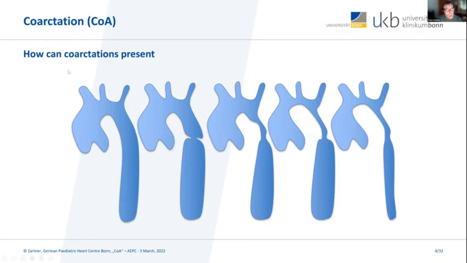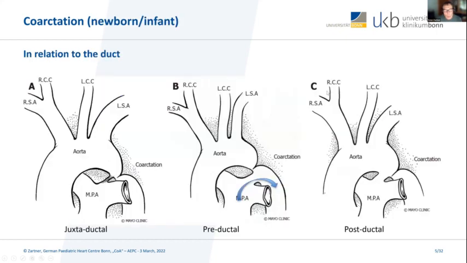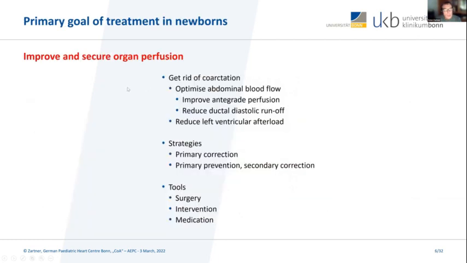There are different kinds of coarctation. This is a normal arch. This is a circumscript single coarctation. This is a hypoplastic distal arch, and here we have a complete hypoplastic arch. This is a complete hypoplastic aorta, like in Williams-Beuren syndrome. There's another classification in relation to the duct: the preductal, postductal and juxtaductal coarctation. This is the other classification.